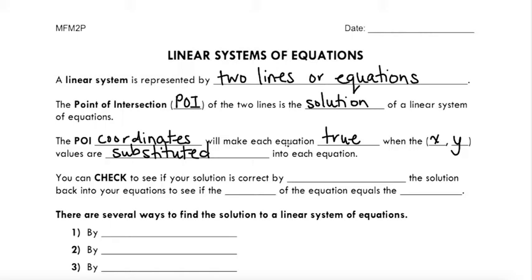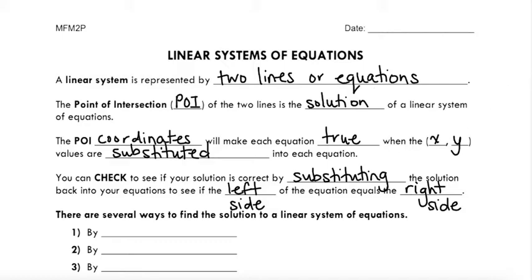And we can check to see if the solution is correct by substituting the solution back into the equations to see if the left side of the equation equals the right side. So those are those left side, right side checks that we did when we looked at solving equations.